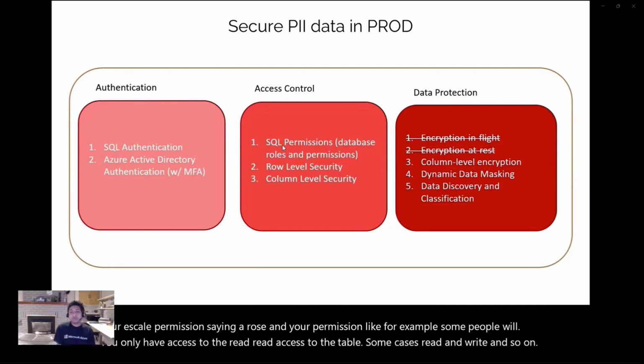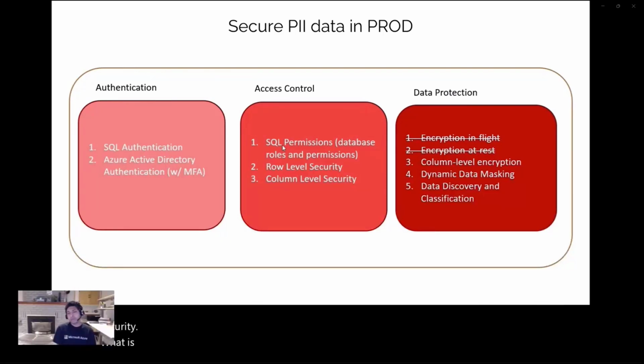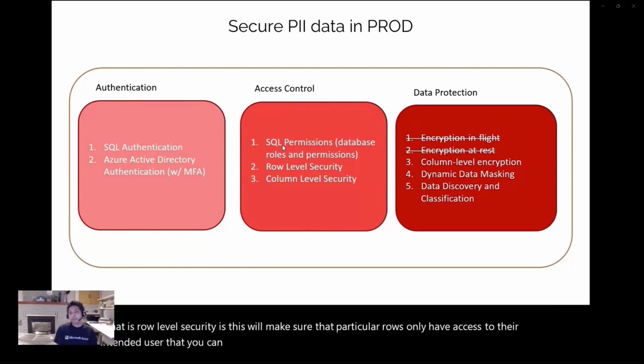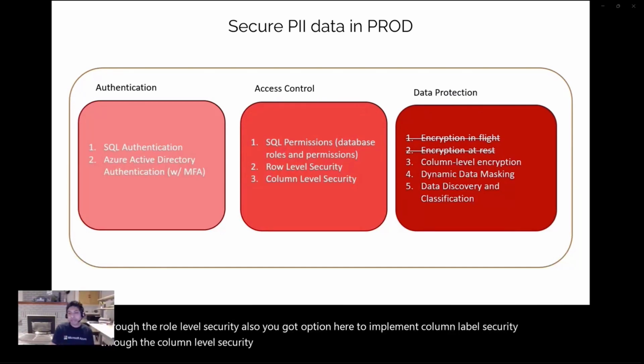Some of the things that are also part of access control are, for example, row level security. What is row level security? This will make sure that particular roles only have access to the intended data, which you can do through row level security. Also, you have the option here to implement column level security. Through column level security, this ensures that a specific user can access only certain columns of a table which they should have access to.